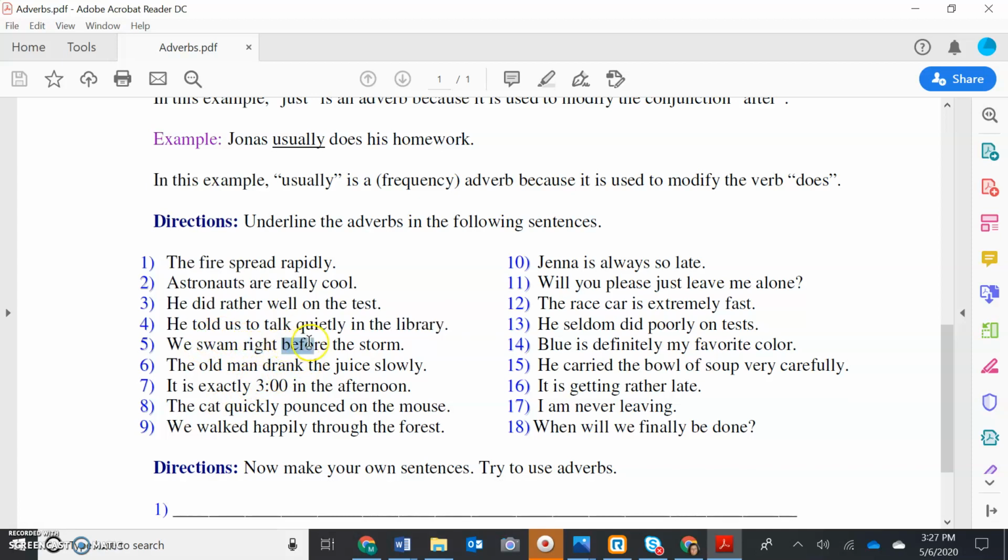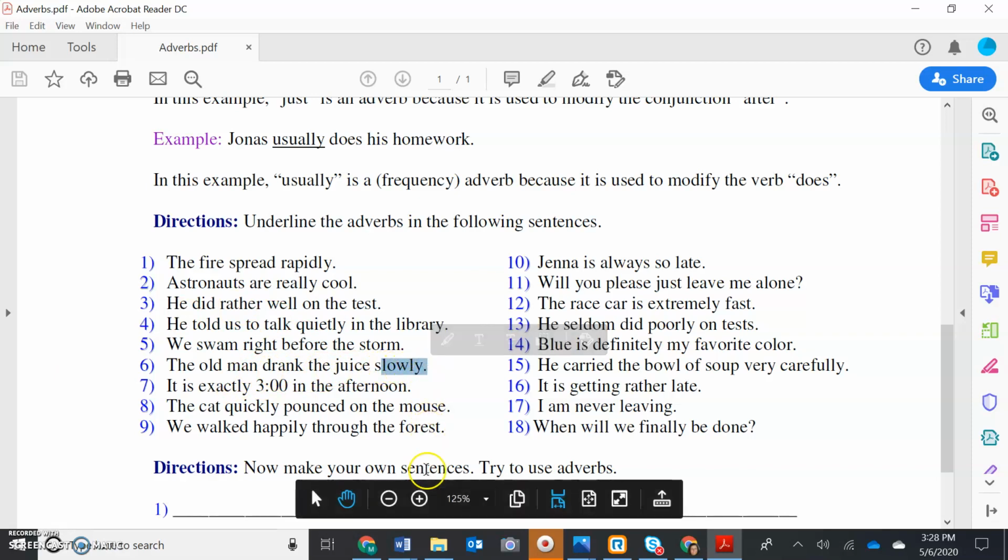You could use before. I might even be wrong on this one as the teacher. I mean, you could do right before and count that as one word. Then you would definitely be right. When did we swim? Right before we swam. The old man drank the juice slowly. How did he drink the juice? He drank the juice slowly.